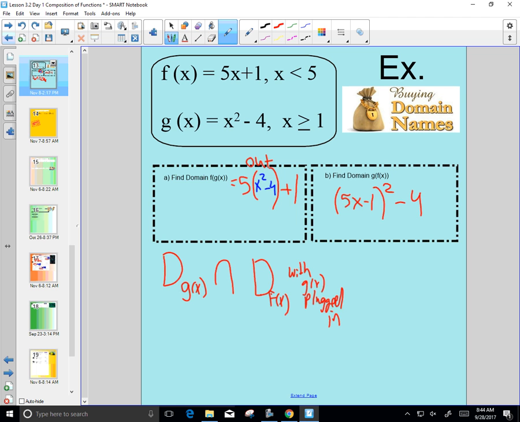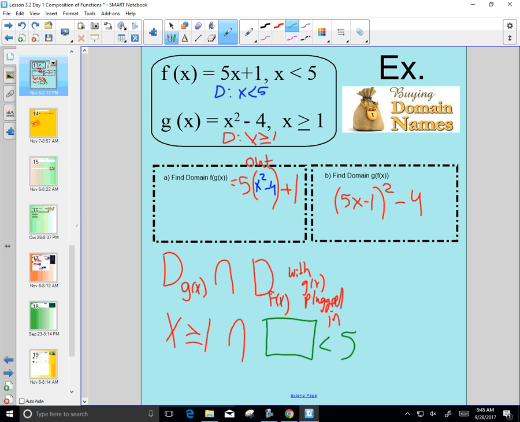That looks complicated, doesn't it? Looks kind of complicated. But what you do is the domain for this one, they're saying is x is less than 5. The domain for this other one is x greater than or equal to 1. So if we're looking at the domain of f of g of x, we take the domain of the inside, which is x greater than or equal to 1, and intersect it with the domain of the outside, x less than 5.